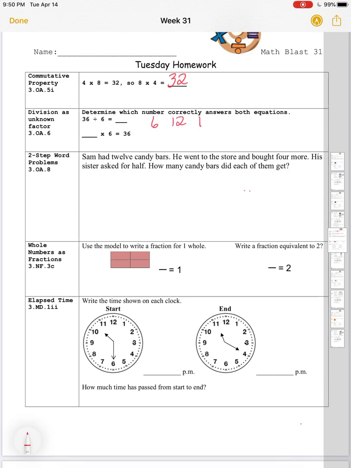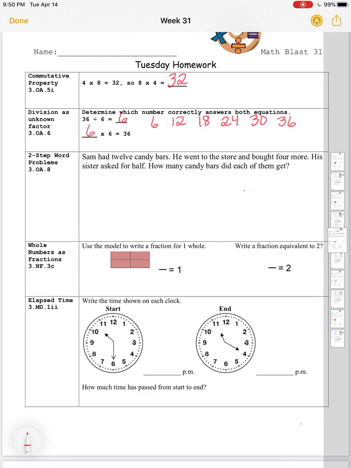So I'm going to skip count by 6. 6, 12, 18, 24, 30, 36. Notice I have 6 groups of 6 there. So 6 times 6 is 36. Therefore, 36 divided by 6 must be 6.